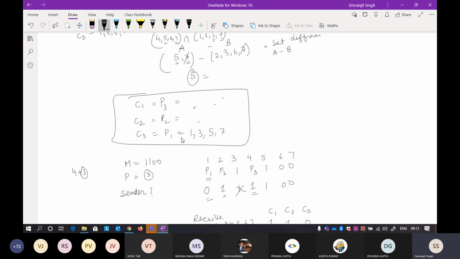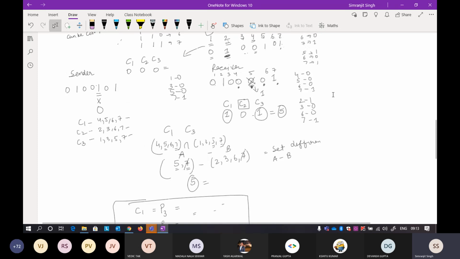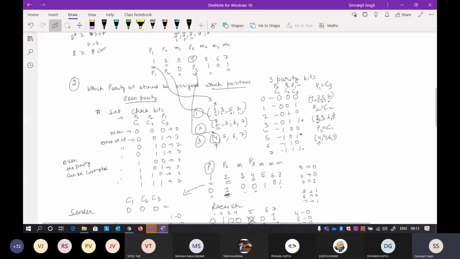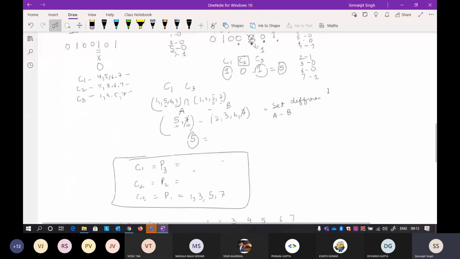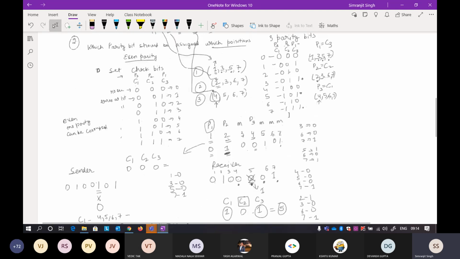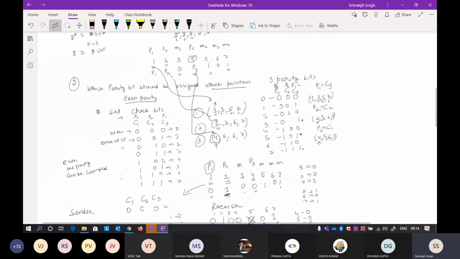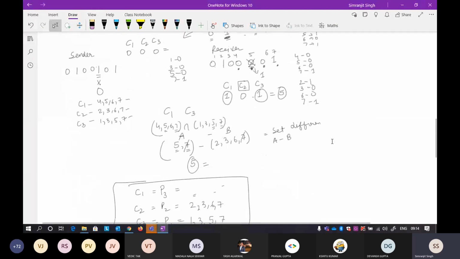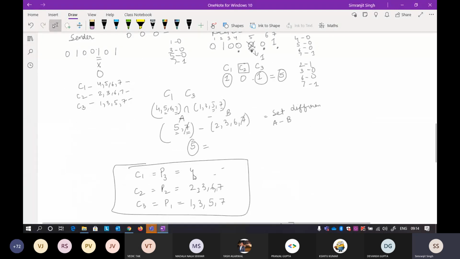Okay, so P2 is equal to C2, so that will be 2 3 6 7. And what is P3? P3 is C1. So what is C1 here? That is 4 5 6 7. Okay, so that is the problem. That is why it was calculating differently.